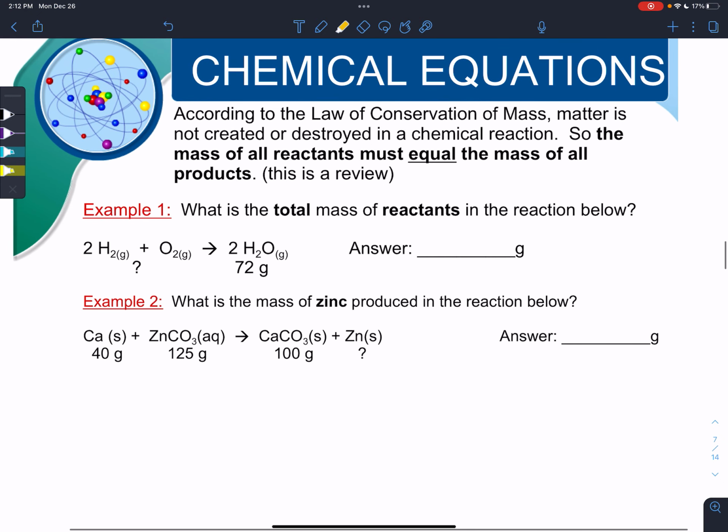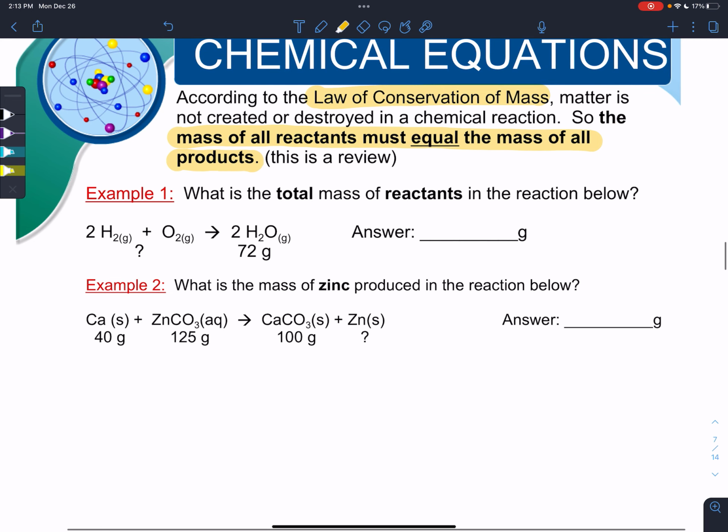All right, let's throw it back to a concept that we talked about in August, and that is the law of conservation of mass. According to that law, matter is not created or destroyed in a chemical reaction. So the mass of all your reactants must equal the mass of all your products. You know that already. This is a review. So we did these questions. I've got example 1 and example 2 here. We actually did these questions on your matter and change exam, if you hopefully remember that. And there was also one on the fall final exam as well.